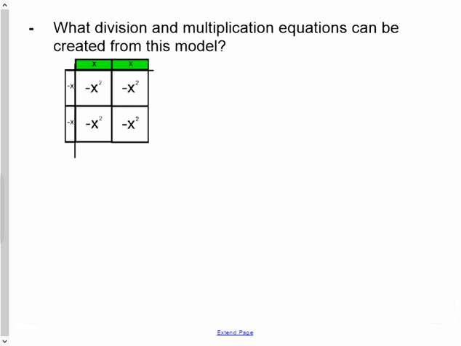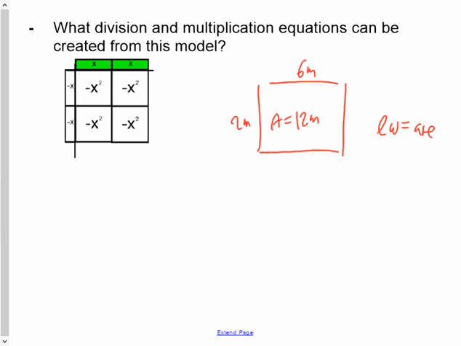And the first question we have is what division and multiplication equations can be created from this model? So keeping in mind that if you had an area of 12 meters, and this was 6 meters, and this was 2 meters, what you could say is that area is length times width equals area. So therefore, a multiplication statement I can make from this one would be a negative 2x multiplied by a 2x equals the area of negative 4x squared. Okay, using algebraic expressions instead of regular numbers like 6 and 2.